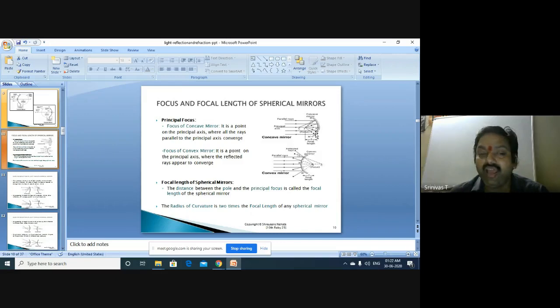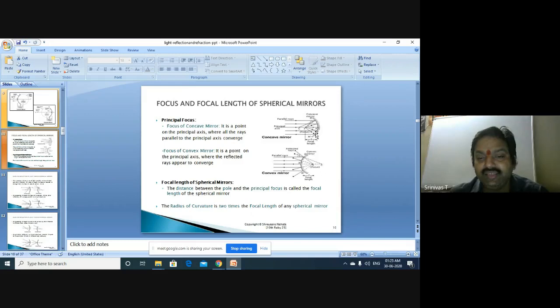So that's how we can calculate. The focus of a convex mirror is slightly different: it is a point on the principal axis where the reflected rays appear to converge. For the second case, the coated surface, as shown in the figure, it's a point on the principal axis where the reflected rays appear to converge. So they only appear to converge. That is how we can calculate the focus.